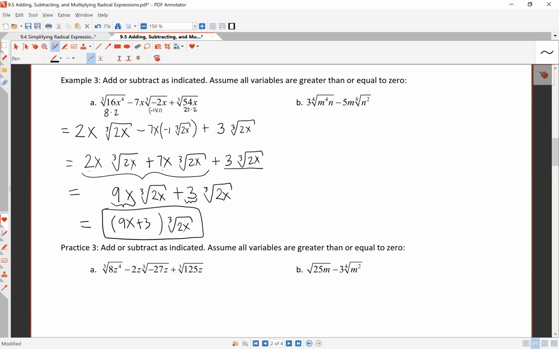And letter B, 3 times the 4th root of m to the 4th n minus 5m 8th root of n squared. We know the 4th root of m to the 4th is m. That'll leave us with the 4th root of n.